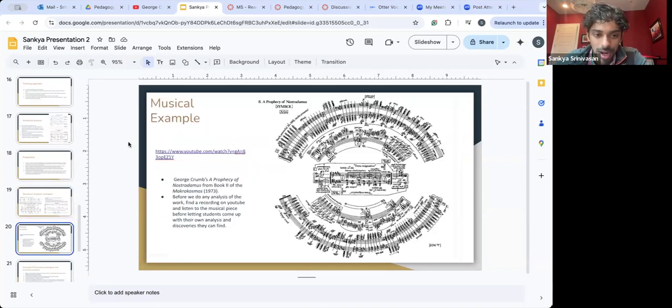Okay, with all of that in mind, I am going to play the musical work, and this is what the score looks like. George Crumb's A Prophecy of Nostradamus from Book 2. Before we do any analysis of the work, find a recording on YouTube and listen to the musical piece before you let students come up with their own analysis and discoveries. So I'm going to play it.